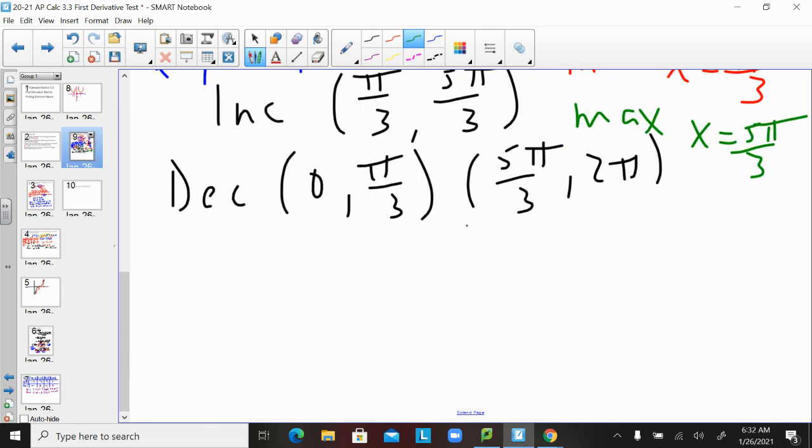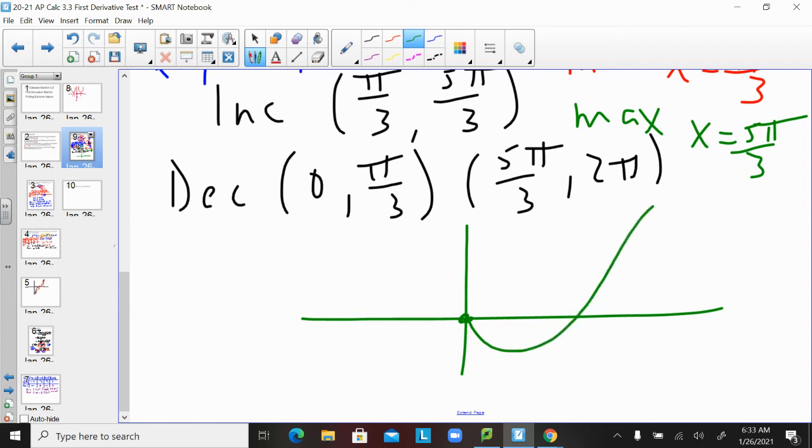And again, what does this function look like if I were to sketch it from 0 to 2 pi? It actually looks like this and this and this. So right there is pi over 3, which is where there was a min, and right there is 5 pi over 3, where there was a max. Okay, so four fairly quick examples.